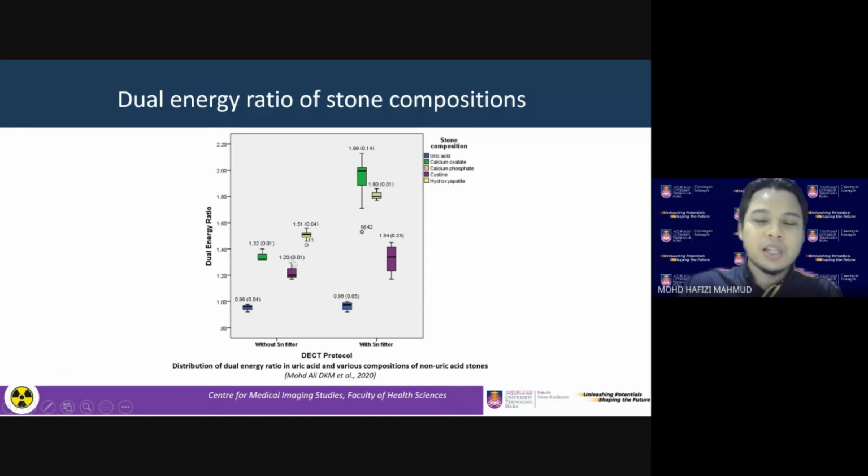That means there is no overlap among the non-uric acid stones. One group is calcium oxalate, cysteine, and calcium phosphate. You can see clearly the distribution of these based on the dual energy ratio value.